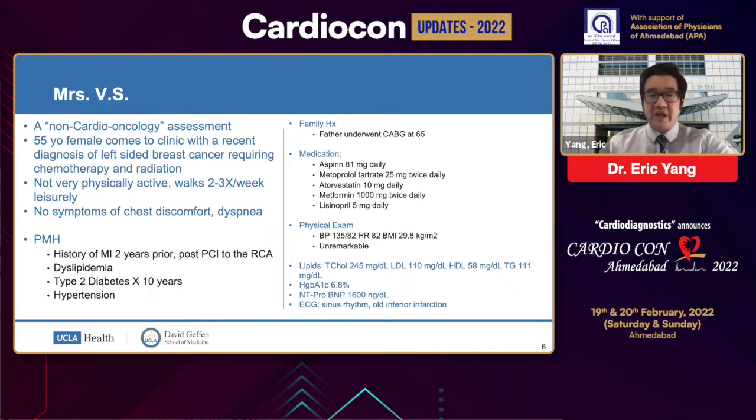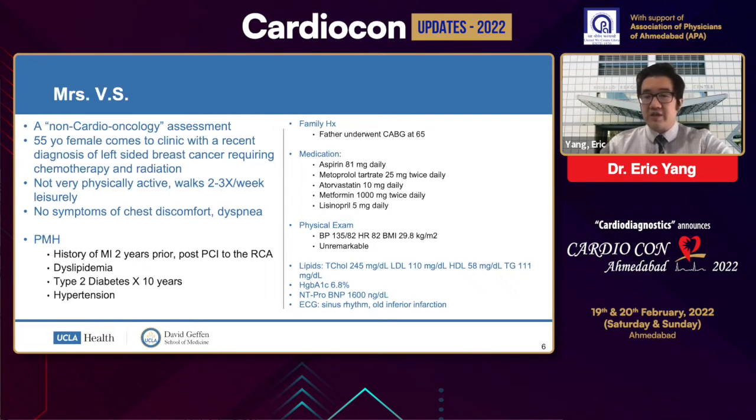She herself is not very physically active and walks maybe a couple times a week leisurely, as part of her activities of daily living or to go to the grocery store. She doesn't elicit any symptoms. Her past medical history is certainly significant for a history of myocardial infarction 2 years prior. She had a stent placed in her right coronary artery, and also has dyslipidemia and a decade-long history of type 2 diabetes and hypertension. Her family history is significant for a father who underwent coronary bypass surgery at the age of 65. Her medications are aspirin 81, metoprolol tartrate 25 milligrams twice daily, atorvastatin 10 milligrams daily, metformin twice daily, and a small dose of lisinopril.